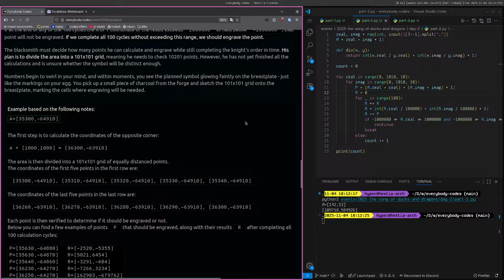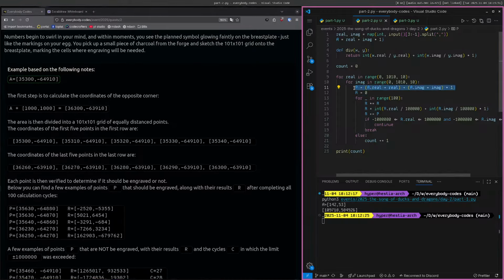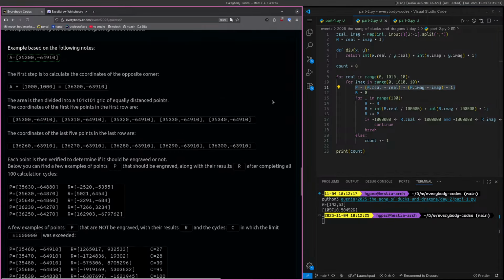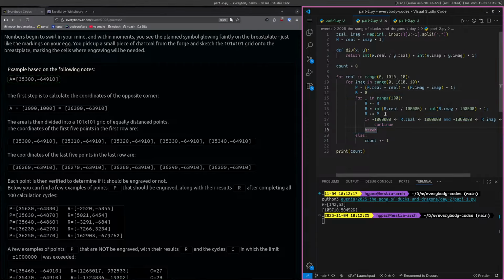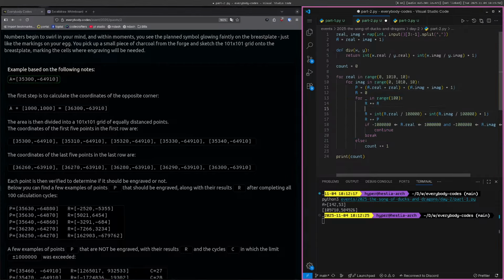So given a starting point P, which is being examined for inclusion in the set, the rest of this is all fairly straightforward. It comes straight from the first part.